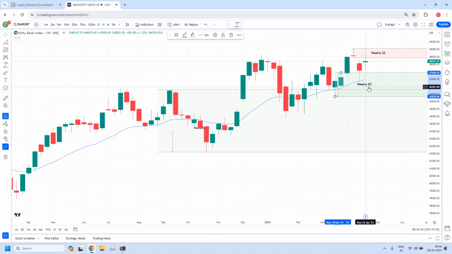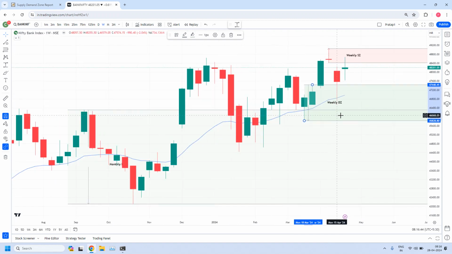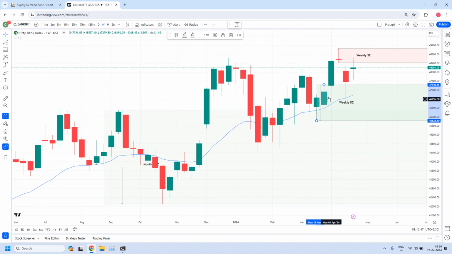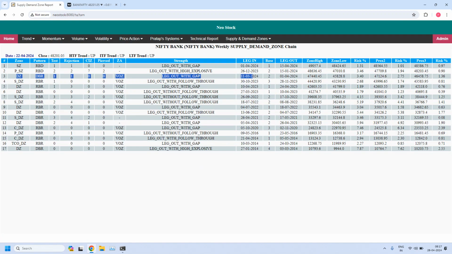That means this demand zone, why is it special? It is having EMA confluence and also higher time frame zone confluence. And also it is low on the curve because it is having a confluence with the monthly zone. So this is the speciality of this weekly zone, and also the weekly trend is uptrend. See here, the weekly trend is uptrend because we have selected the weekly time frame.